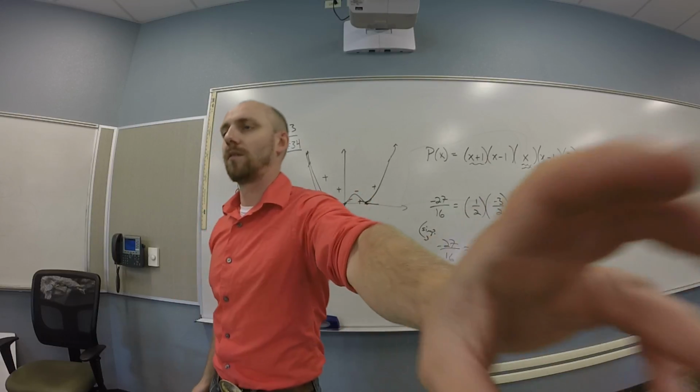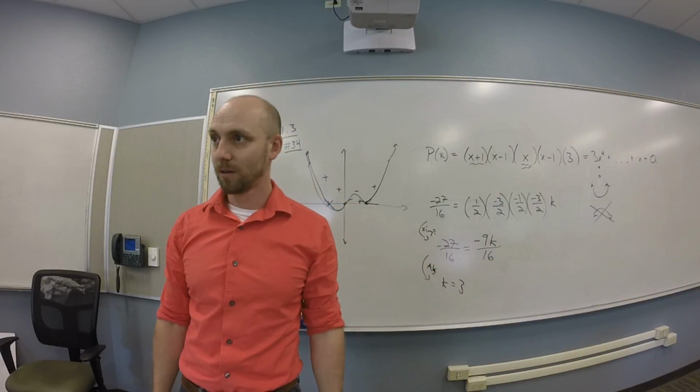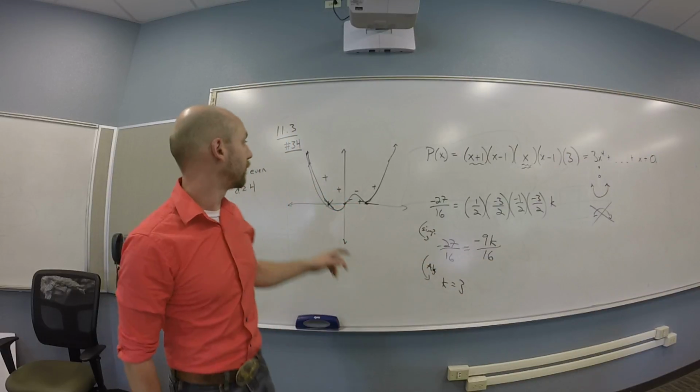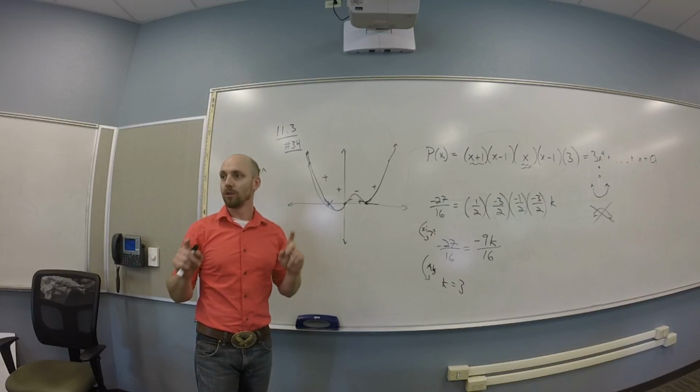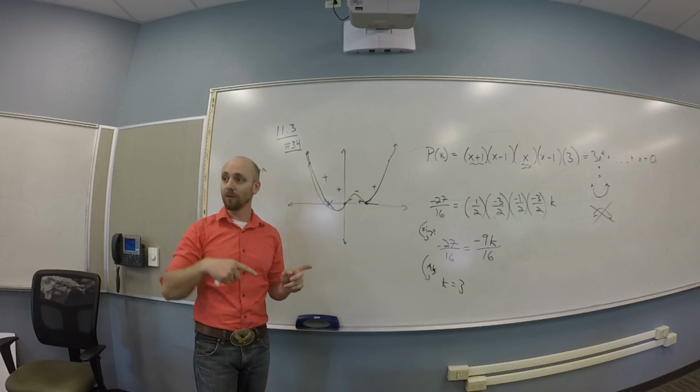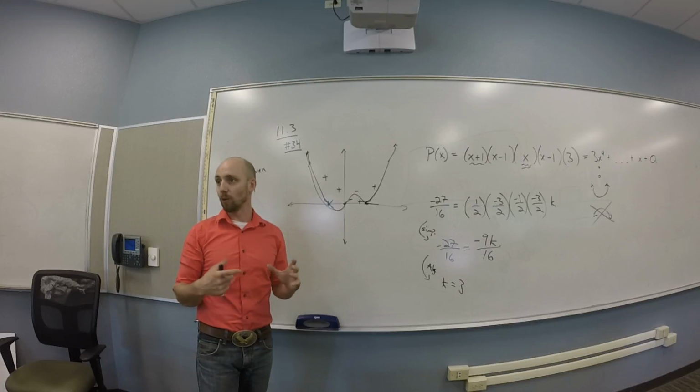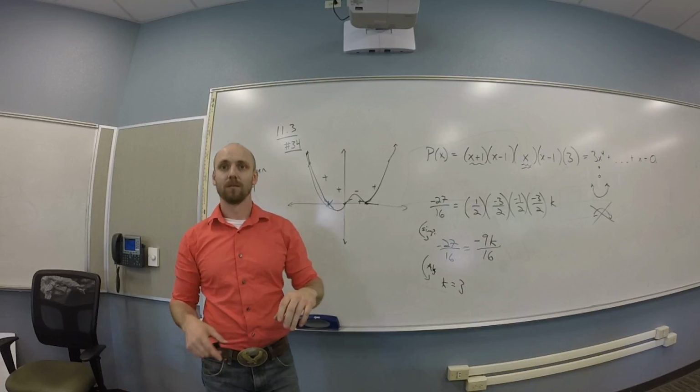How's this related to the catapult? How's this related to what? The catapult. Oh, good. So this is related to the catapult because we got 3 points and we know it's a parabola, so we should be able to find the equation. So let's do that.